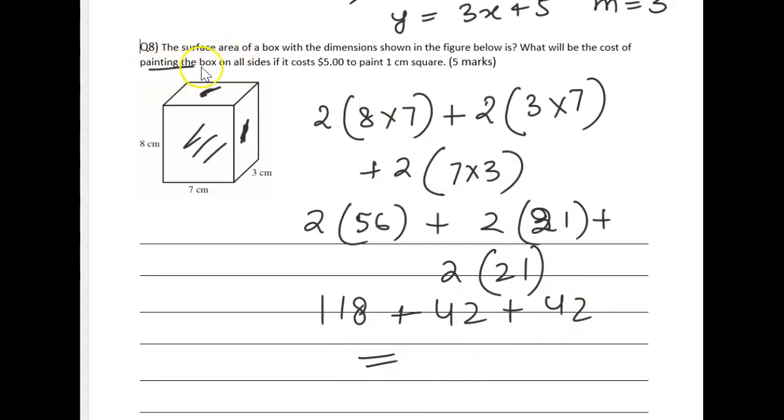Then it says you're painting this. Okay, what will the cost of painting the box on all the sides? So all the sides means everything. So all you have to do is add this up. I'm just going to double check.